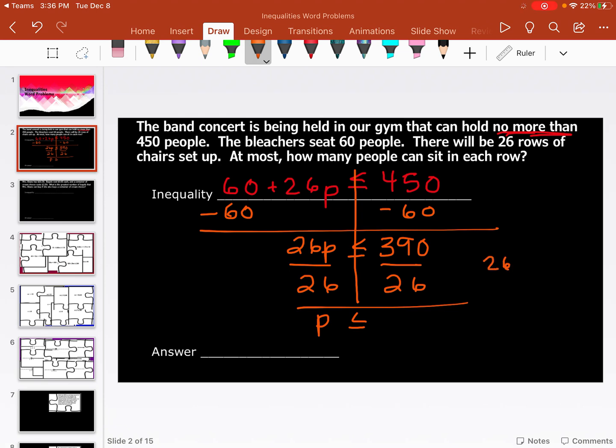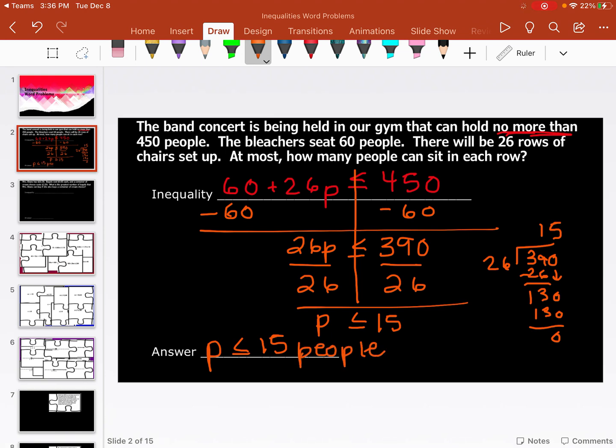So 26 into 390. 26 goes into 39 one time. When we subtract, we get 13, bring down our 0, and 26 goes into 130 5 times, which is 130. So we get P is less than or equal to 15. So P is less than or equal to 15 people. So it can be any number that is less than or equal to that.